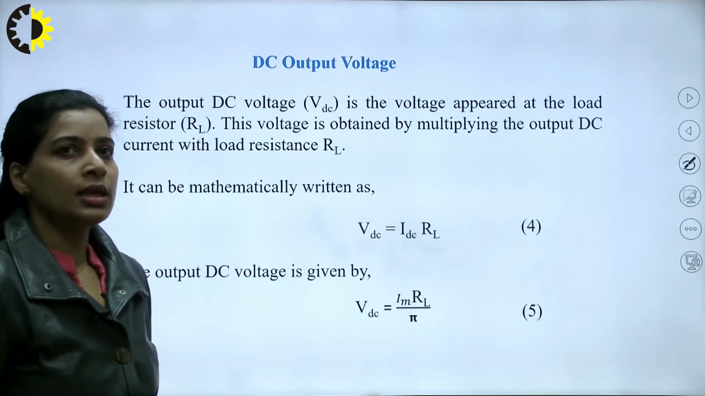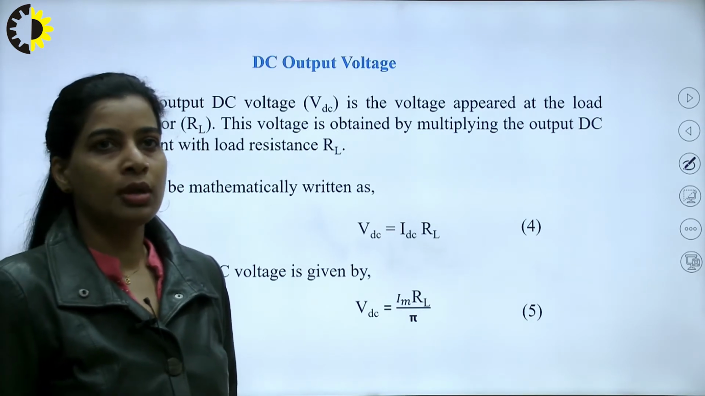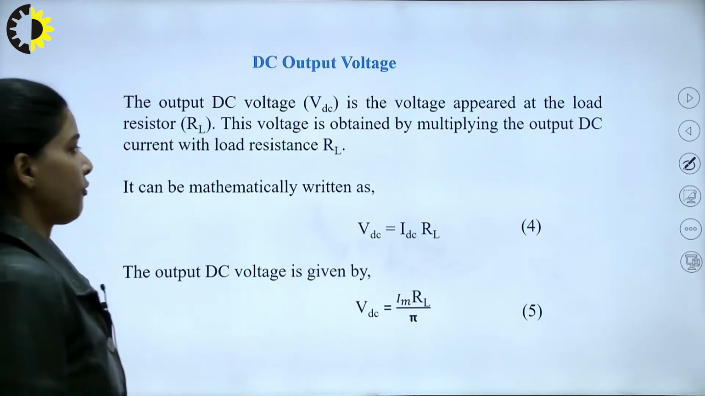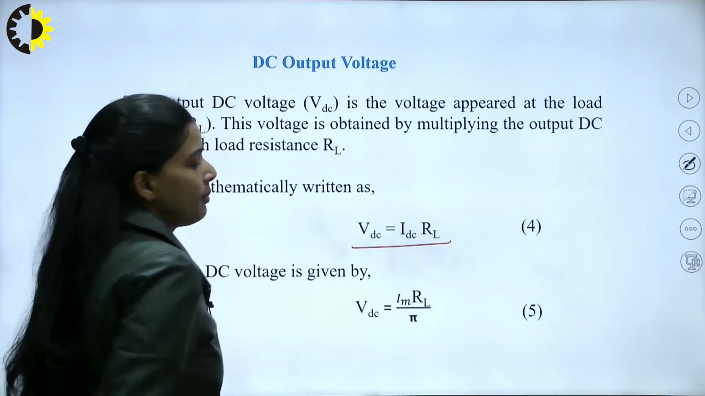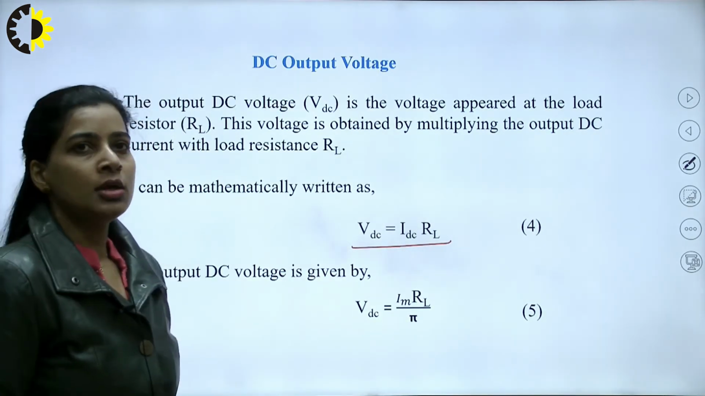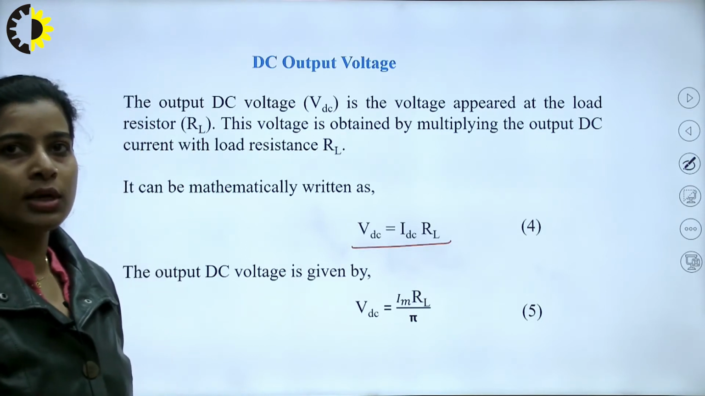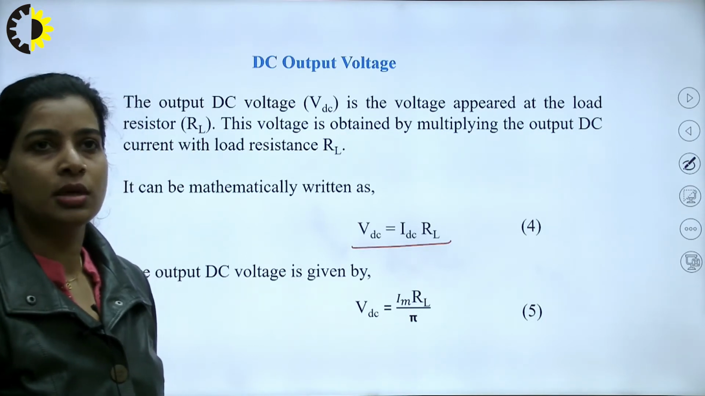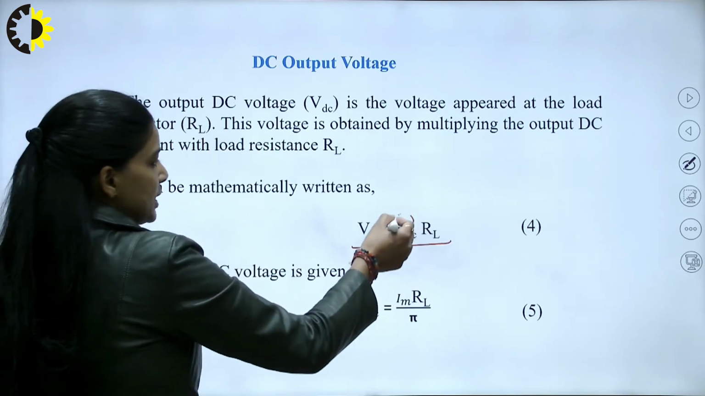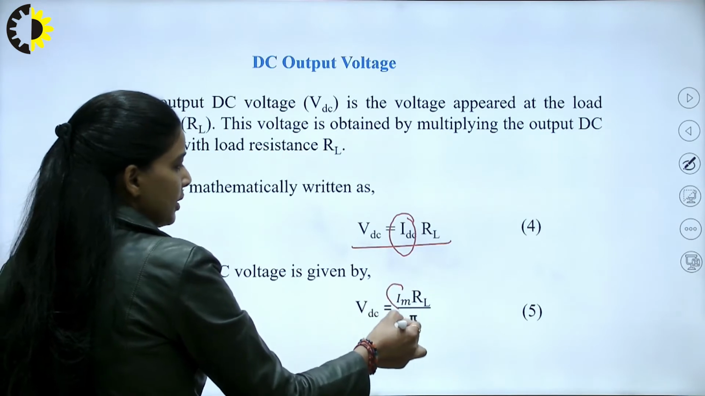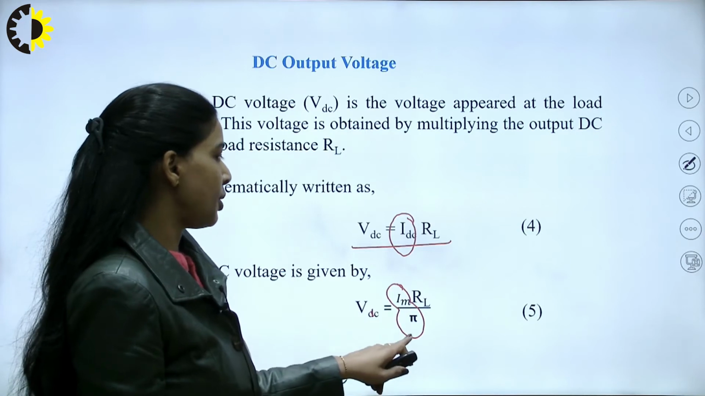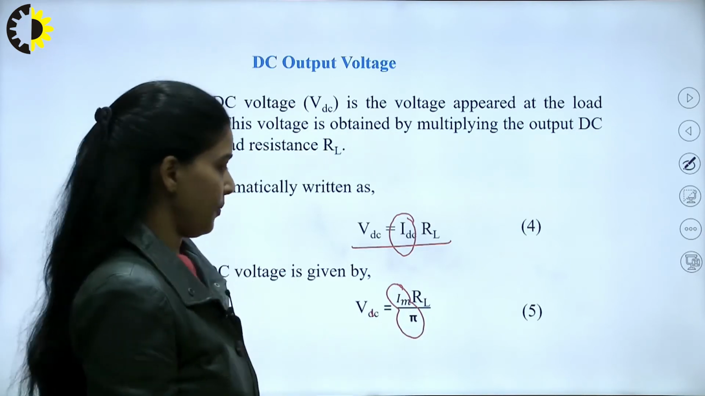Now, how can we find the DC voltage output? As we have calculated the DC current, we can find the DC voltage by multiplying it with the load resistance RL. The DC output voltage is the voltage appearing across the load resistance RL. IDC we have calculated, it is Im upon pi. So, we can write VDC as Im upon pi into RL.